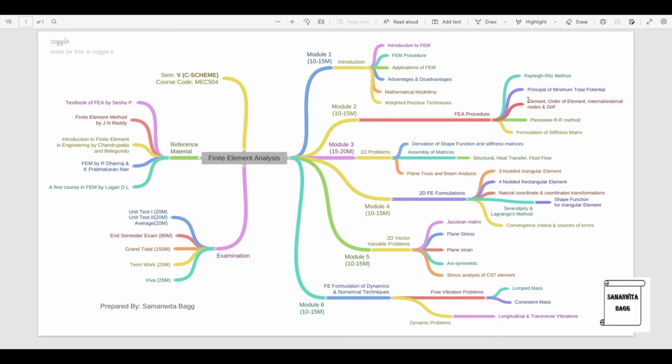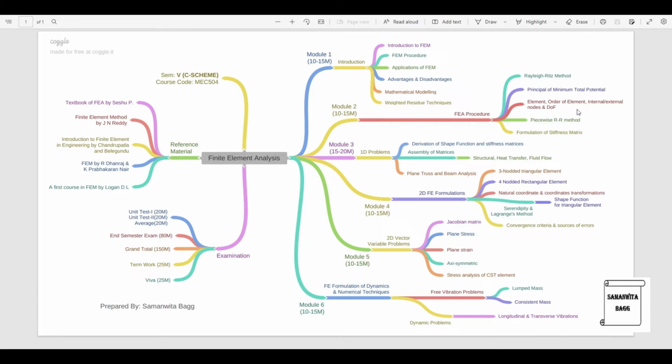Next comes certain basic concepts of what is element, what is order of element, what is internal and external node, and what is degree of freedom. These are few terms of FEA which is very important and they will be used repeatedly in the further modules.